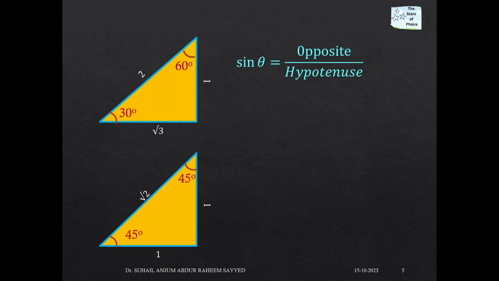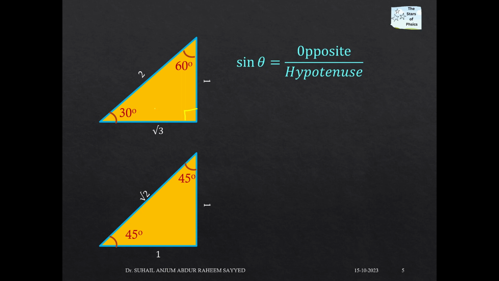Now we know that sine of theta is given by opposite divided by hypotenuse. So if we consider this triangle whose one of the angles is 30 degrees and another angle is 60 degrees, and we have this to be 90 degrees, of course, then this side will be 1, this side will be root of 3, and this side will be 2.